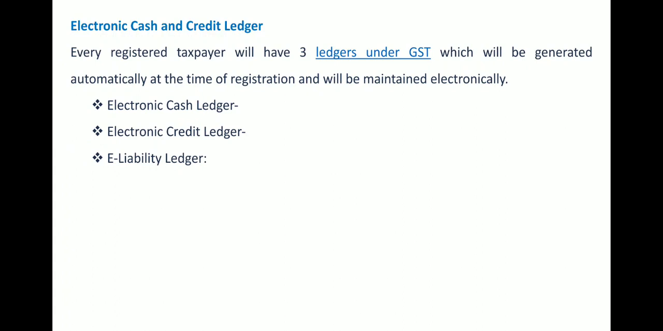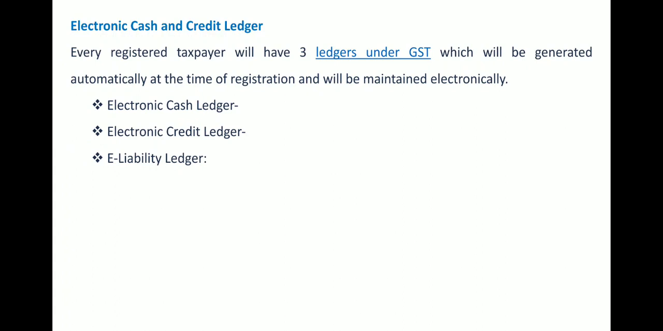And next, we have 3 kinds of ledgers. Those 3 ledgers are, first, the electronic cash ledger. What is this electronic cash ledger? See, this electronic cash ledger will serve as an electronic wallet, like a PhonePe wallet, Google Pay wallet, and Paytm wallet.